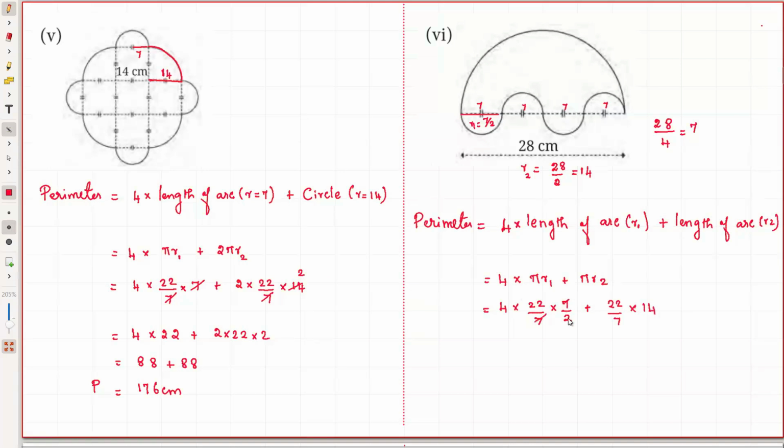Cancel 7, 7 get cancelled. 1 2s are 2, 11 2s are 22, 1 7s are 7, 2 7s are 14. Now we are getting 4 into 11, that is 44, plus 22 into 2 is 44. So 44 plus 44 is 88 centimeter. Sixth one is 88 centimeter.